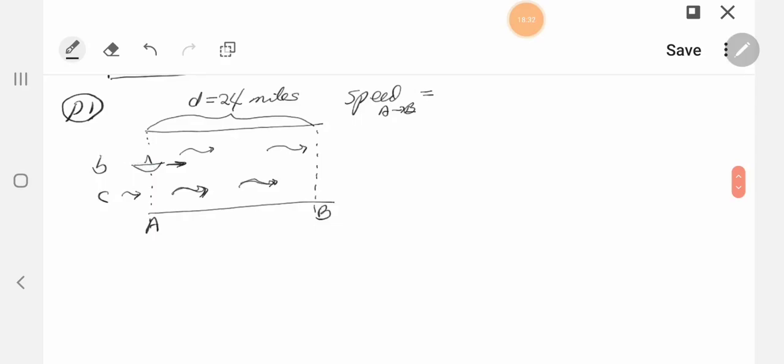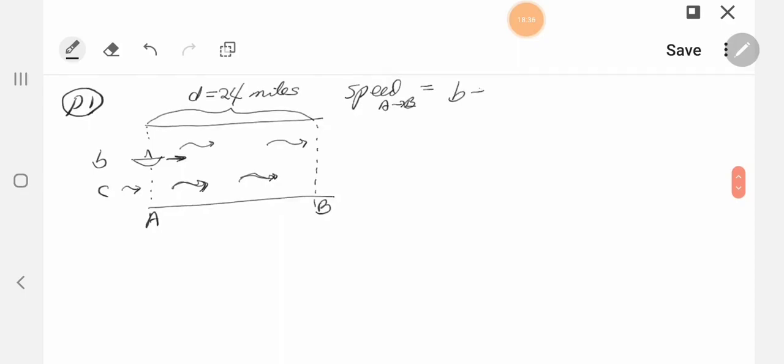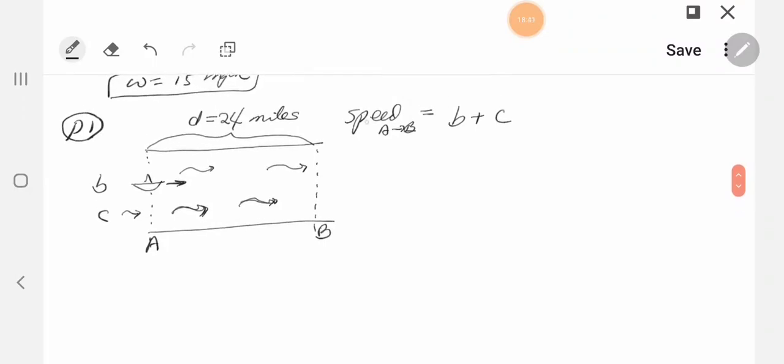So when you go with the current, then the total speed will be the sum of the boat speed and the current speed, right? And how long did it take when you go from left to right? So the time from A to B, it says it took 3 hours.